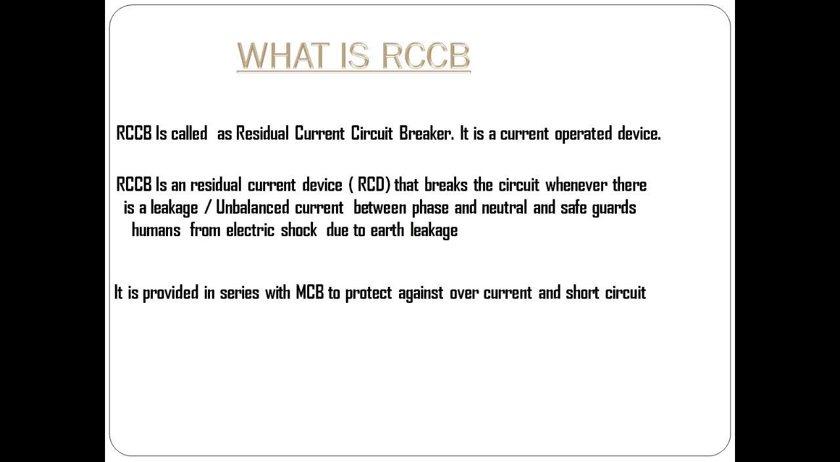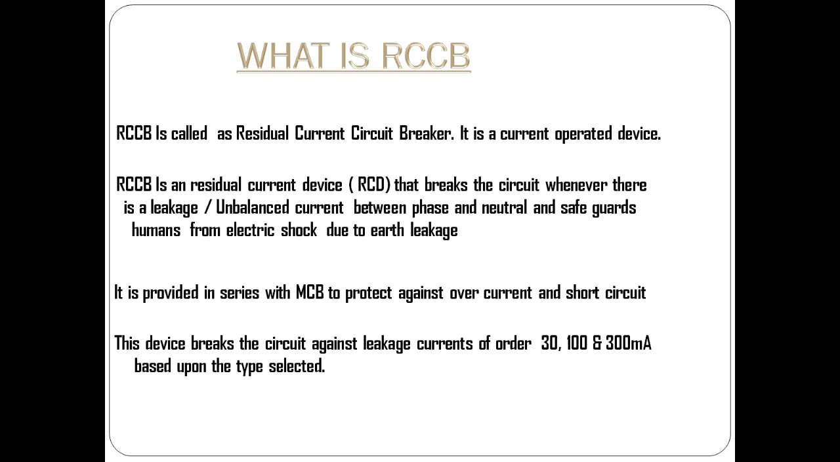RCCB is always provided in series with the MCB to protect against overcurrent and short circuit. RCCB cannot detect overcurrent and short circuit, and for that we are using MCB. Why can RCCB not find an overcurrent and short circuit? Even in overcurrent and short circuit, the amount of current that flows into phase will be the same as the amount of current that flows through neutral, and hence RCCB will not trip. In that case, we require MCB also.